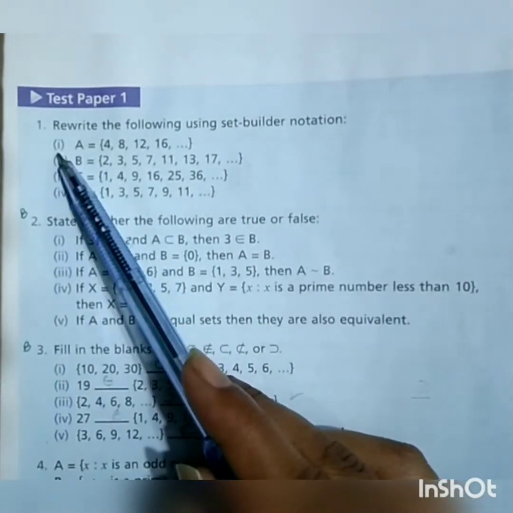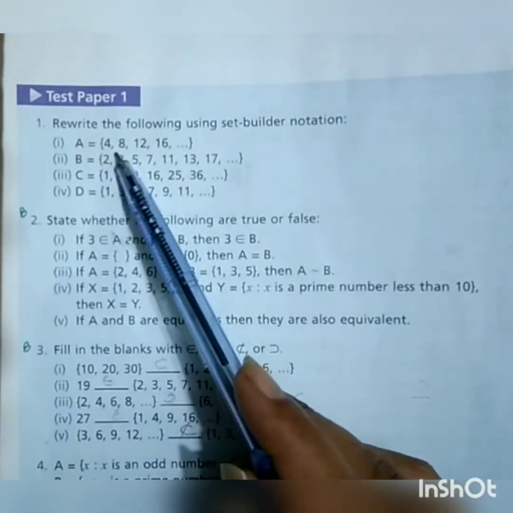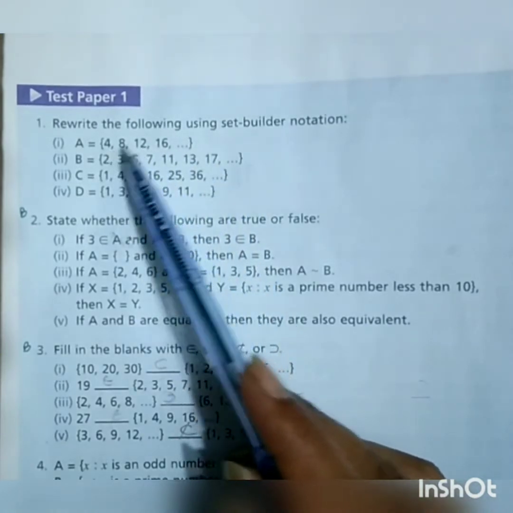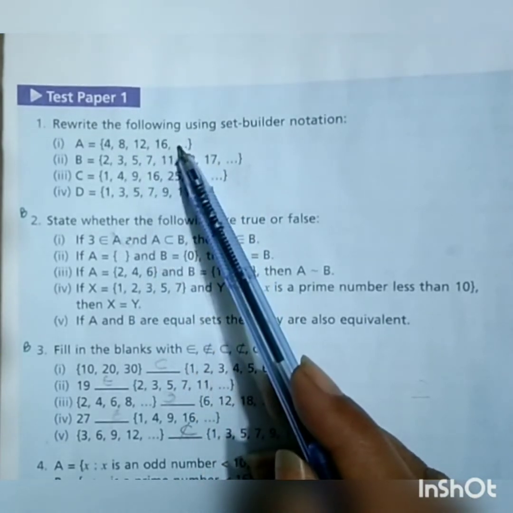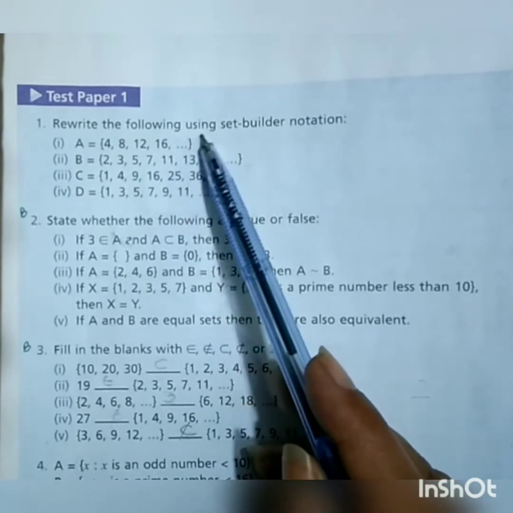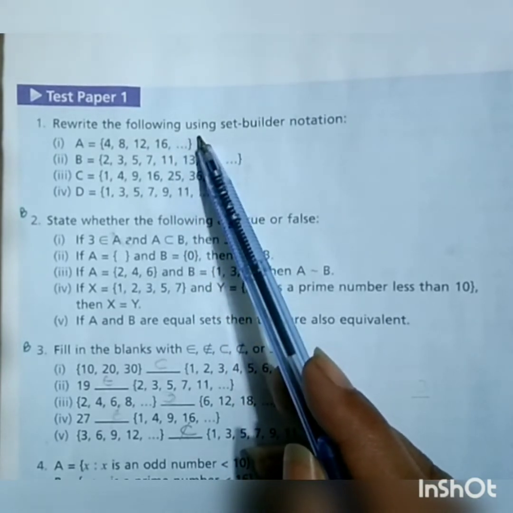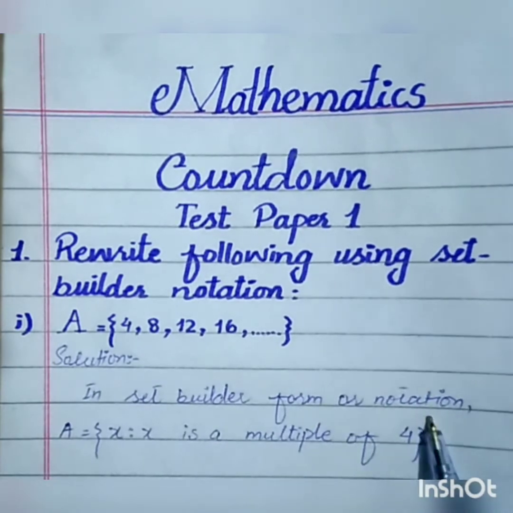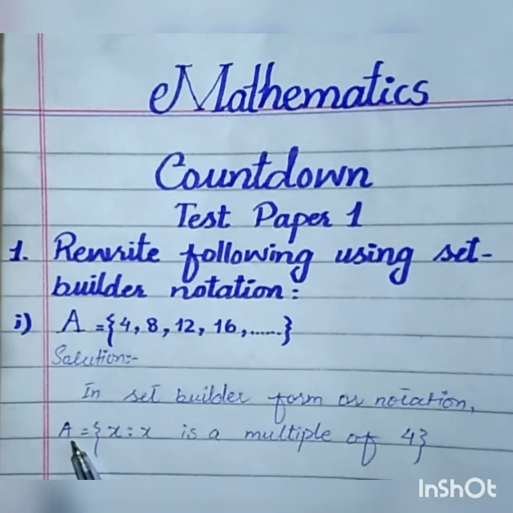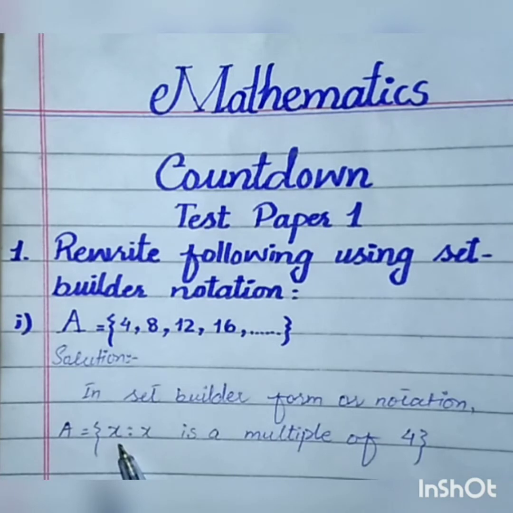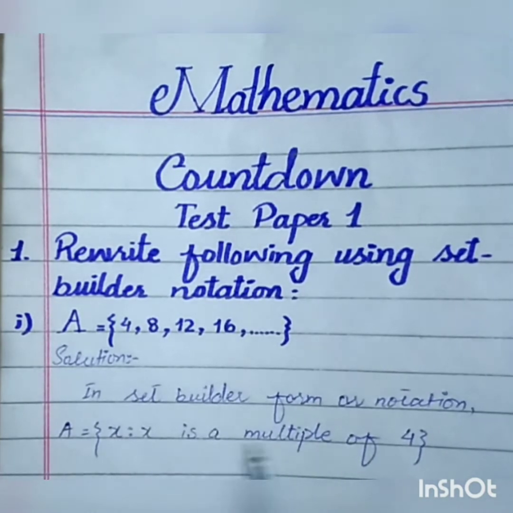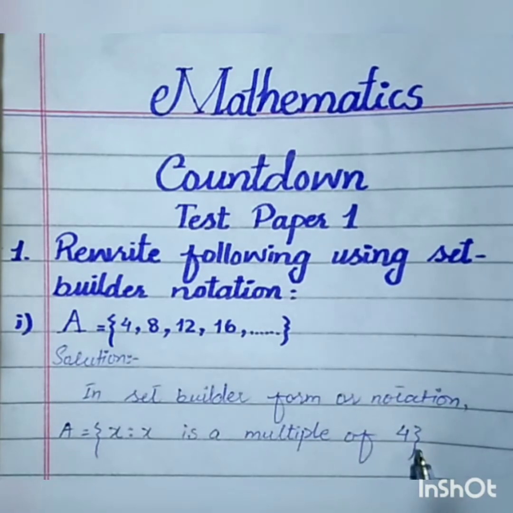Let's start part number 1, which is A is equal to the set 4, 8, 12, 16 and so on. We can see that these are the multiples of 4. So in order to write this set in set builder notation, the solution is in set builder form or notation. Set A is equal to the set for all x such that x is a multiple of 4.